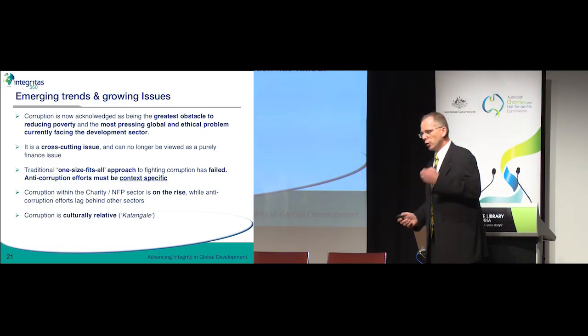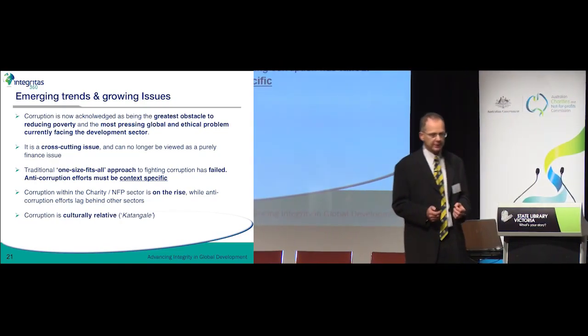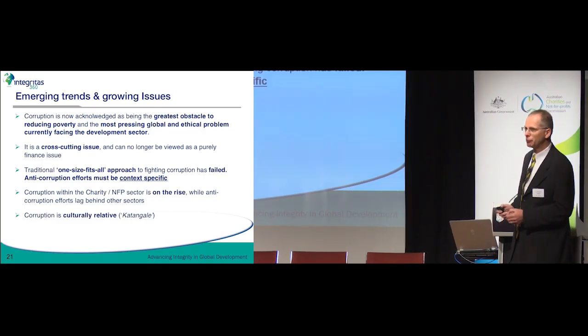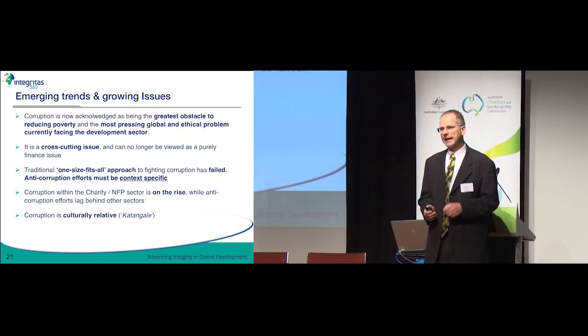So again, most of what you will see and most of the models that are pushed around is the Hong Kong ICAC model in 1976, which most of the Australian anti-corruption or the state anti-corruption models are based on. And it clearly shows that it works. It's the most successful model in the world.